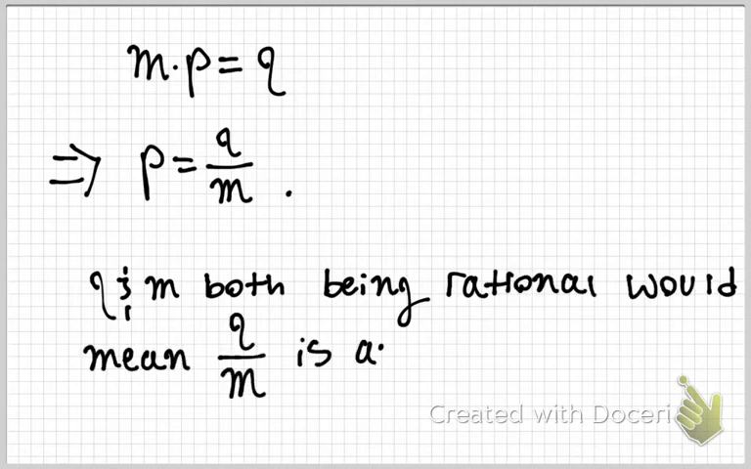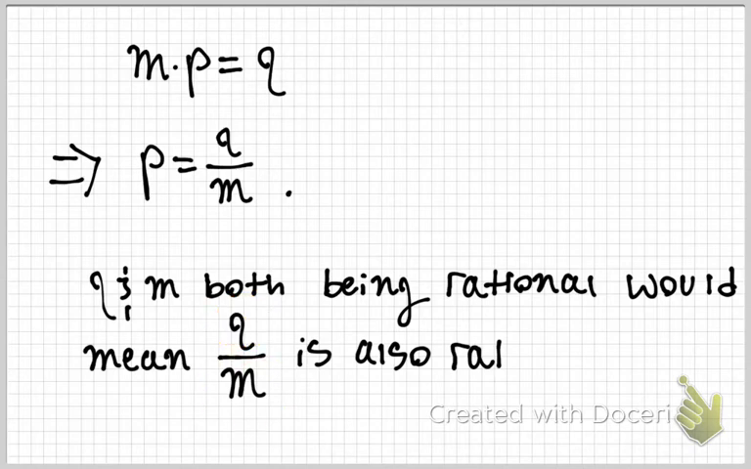rational. All right. Now, what would that mean? If Q and M are both rational, then that would mean that Q over M is also rational. All right. I got a rational number divided by another rational number.